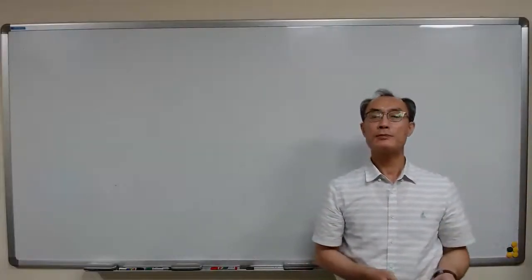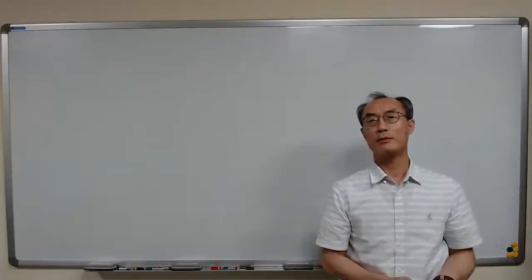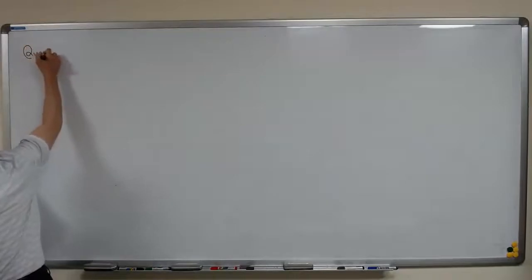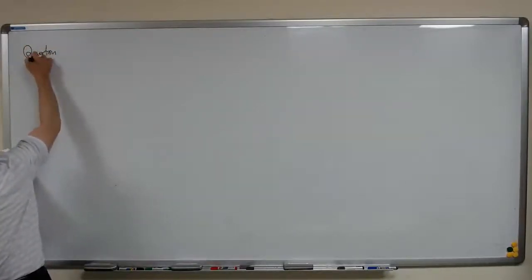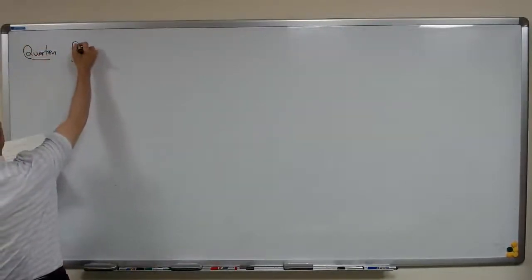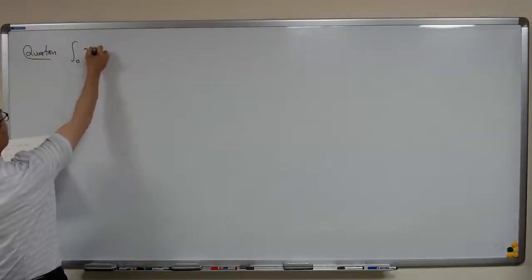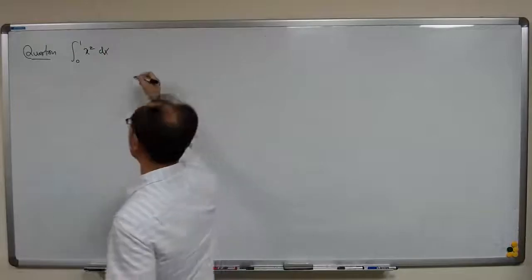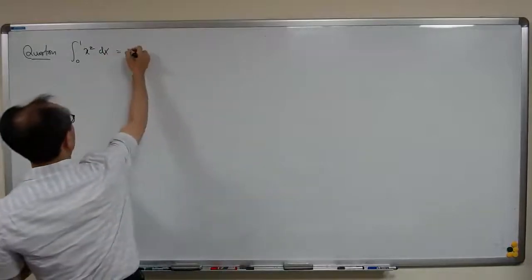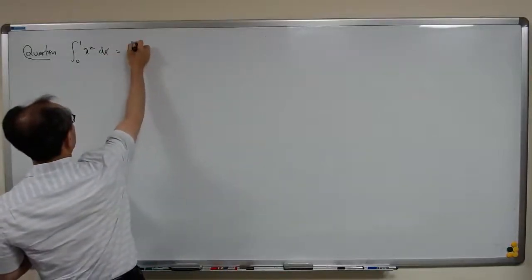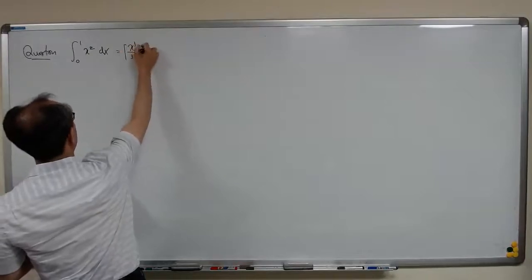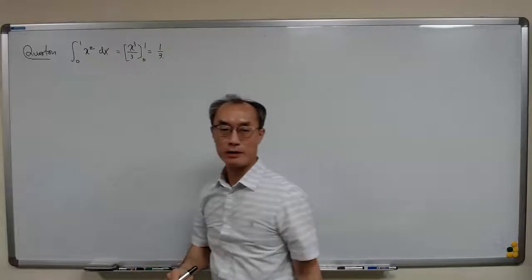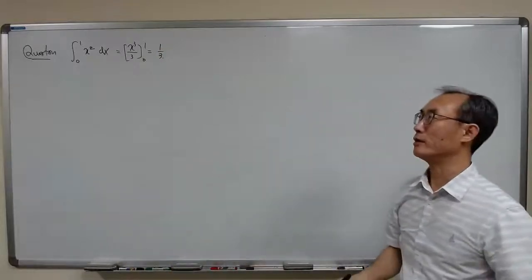Hello. In this video, we will discuss the Riemann-Stieltjes integral. Let me start with this question. The integral of the function x squared from 0 to 1 with respect to the variable x will be obtained by x cubed over 3, evaluated from 0 to 1, which gives us 1/3. Okay, that's a simple example of a Riemann integral.